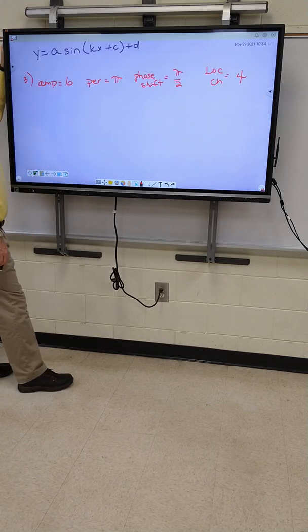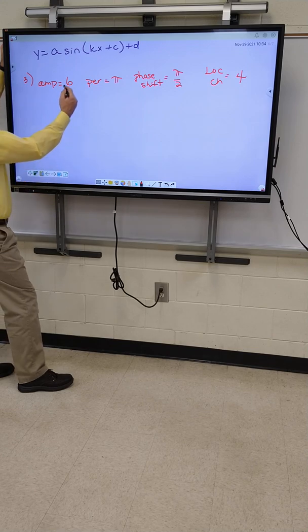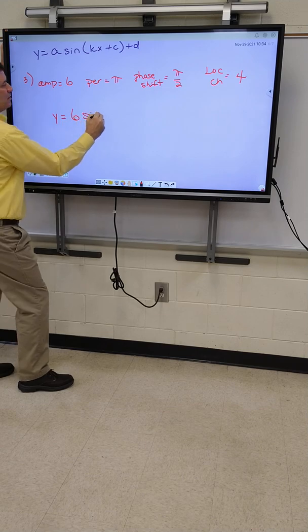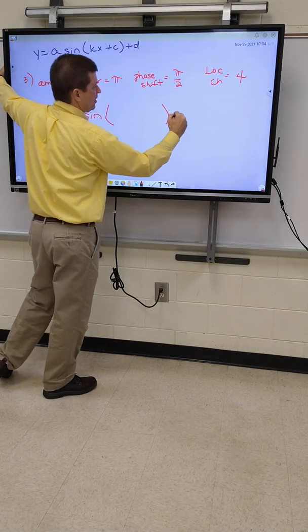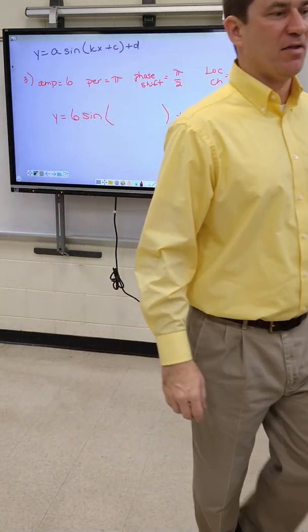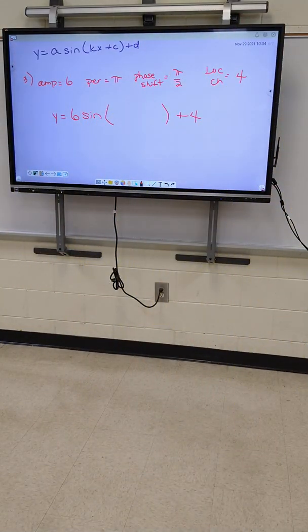All right, so when you start the problem, what do you start with? What do you do first? Amplitude and location. I bring down the 6, and I bring down the +4. That's the first thing you do. Now, you guys try the first cross multiply step by yourself. See if you remember how to set it up. You'll bring down pi over 1 right here and set it equal to 2 pi over k.